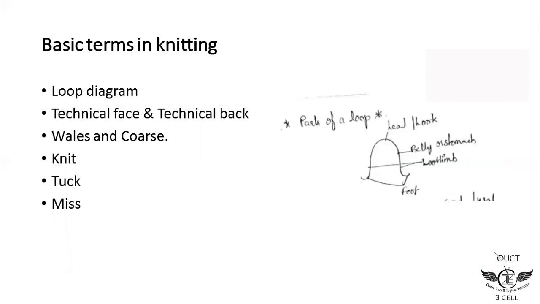The loop diagram. To the right side, the parts of the loop were there, right? You can see this was the loop and its parts. This is the foot, this is the limb, the bulge part is the belly, and this is the hook or head. So these are the parts of the loop. And what is technical face and technical back? Let me show you all these things: wales and courses, and knit structures. So let's go for the print.